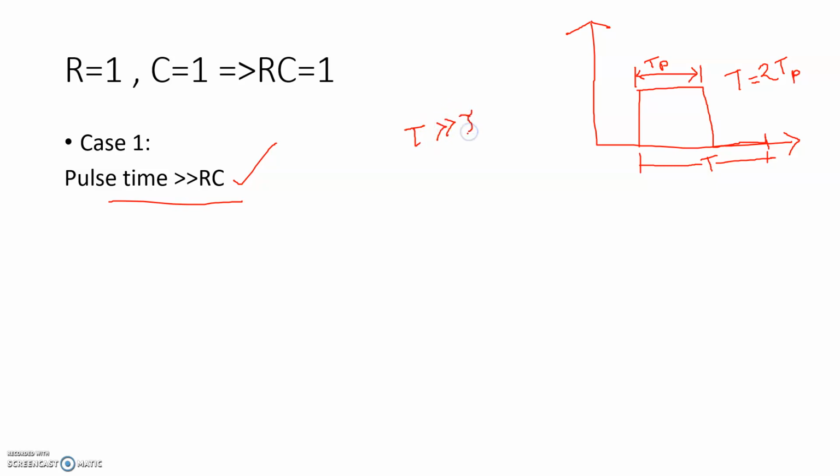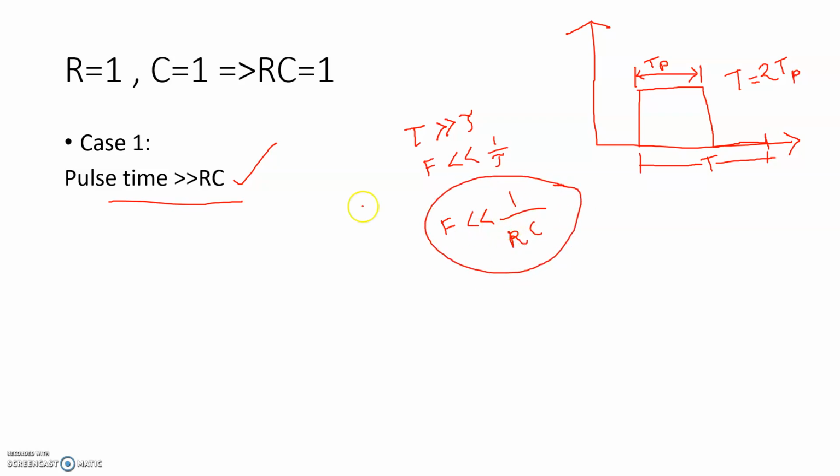Let me denote it by tau, the time constant for this particular circuit. If you take the inverse, you get that the frequency of the pulse is very much lesser than 1 by tau. So basically we can say the frequency of this particular pulse is very much lesser than 1 by RC, because tau is equal to RC. So basically this is what we got.